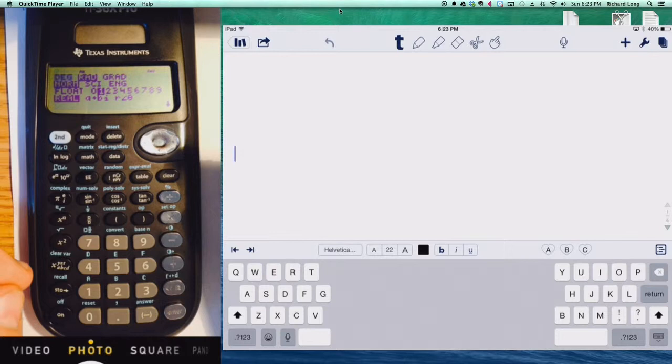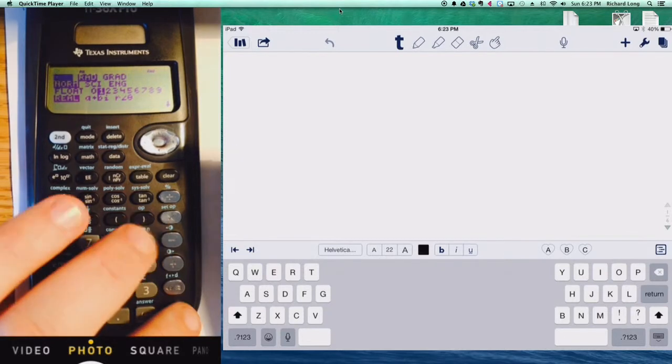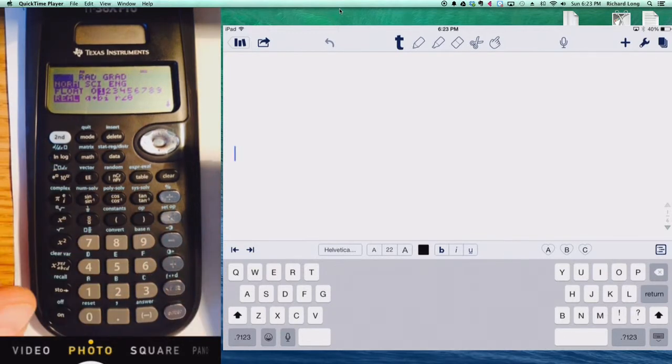So if you're in grade 9, or if you're in grade 10 and you're working in trigonometry, you're always going to want to have it in what's called degrees. Actually, you'll probably want it in degrees also in grade 11.